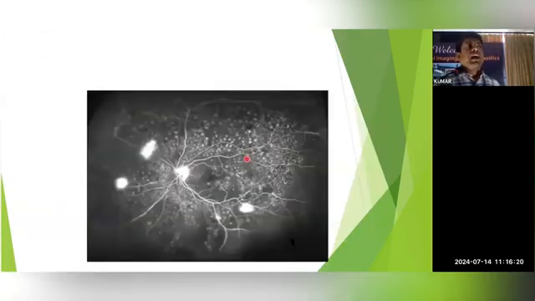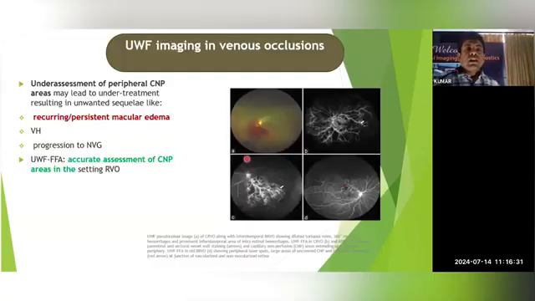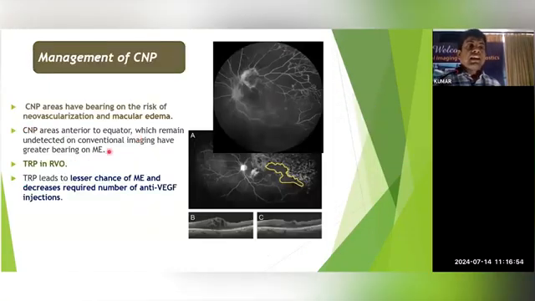Sometimes, despite PRP, you can land up with a recurrent vitreous hemorrhage in the patient. If you do an FFA, you can pick up the CNP areas and additional NVs. So again, it helps in our planning. Coming to venous occlusions, most of the peripheral CNP areas are under-assessed in vein occlusions, and wide field imaging gives a better understanding and documentation of those CNP areas. These CNP areas are a reason for recurrent VH, progression to NVG, and recurrent or persistent macular edema. So again, targeted retinal photocoagulation is being tried in retinal vein occlusion, where you can go and laser those areas.